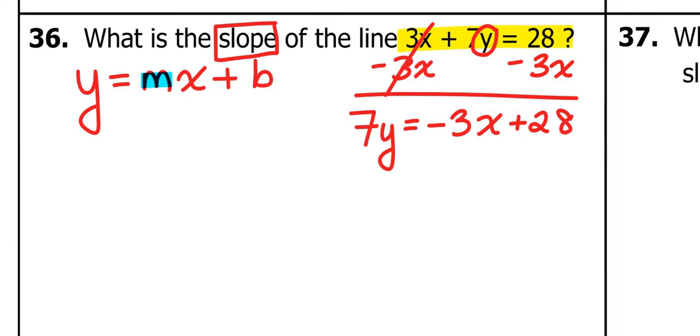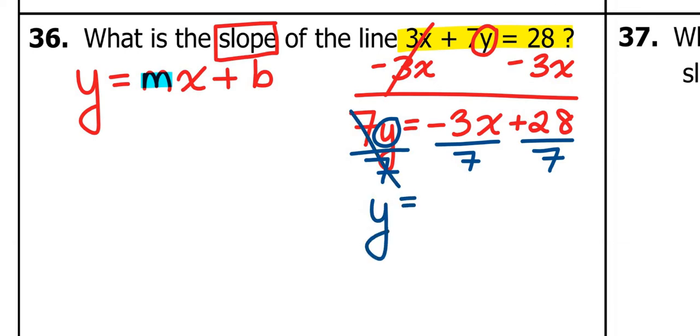And now we're almost at the point where y is by itself. The last step is to get rid of the 7 in front. So we're going to divide every single term by 7. Every term needs to be divided by 7. This cancels. So now we have y equals negative 3 over 7.